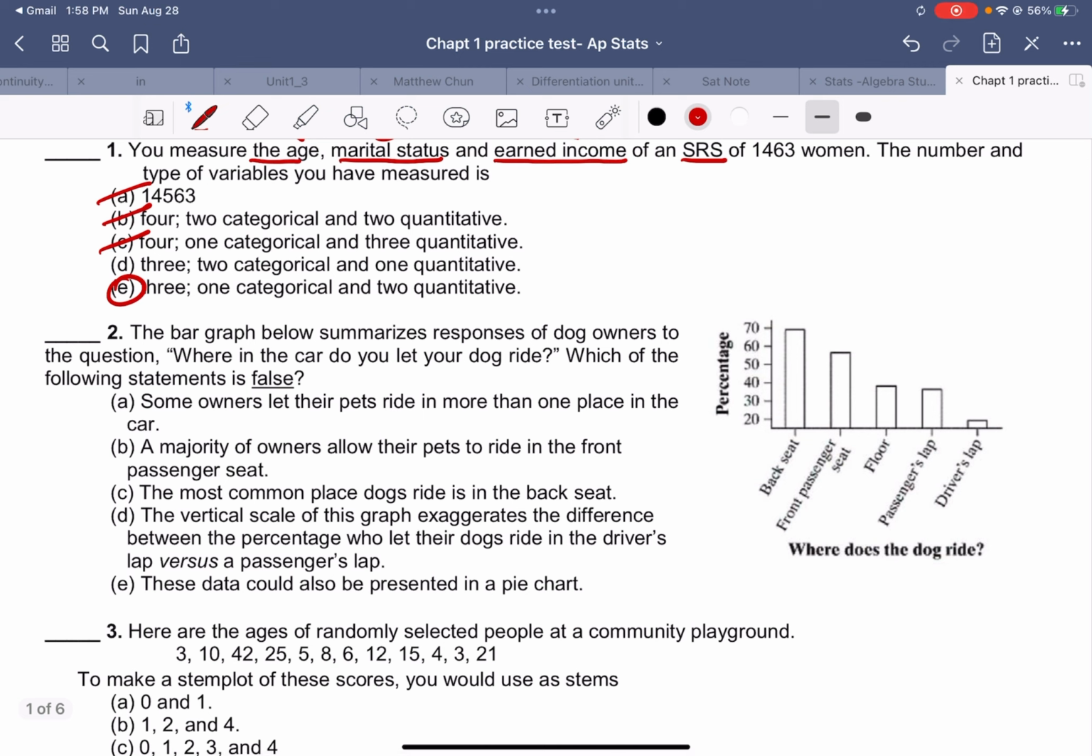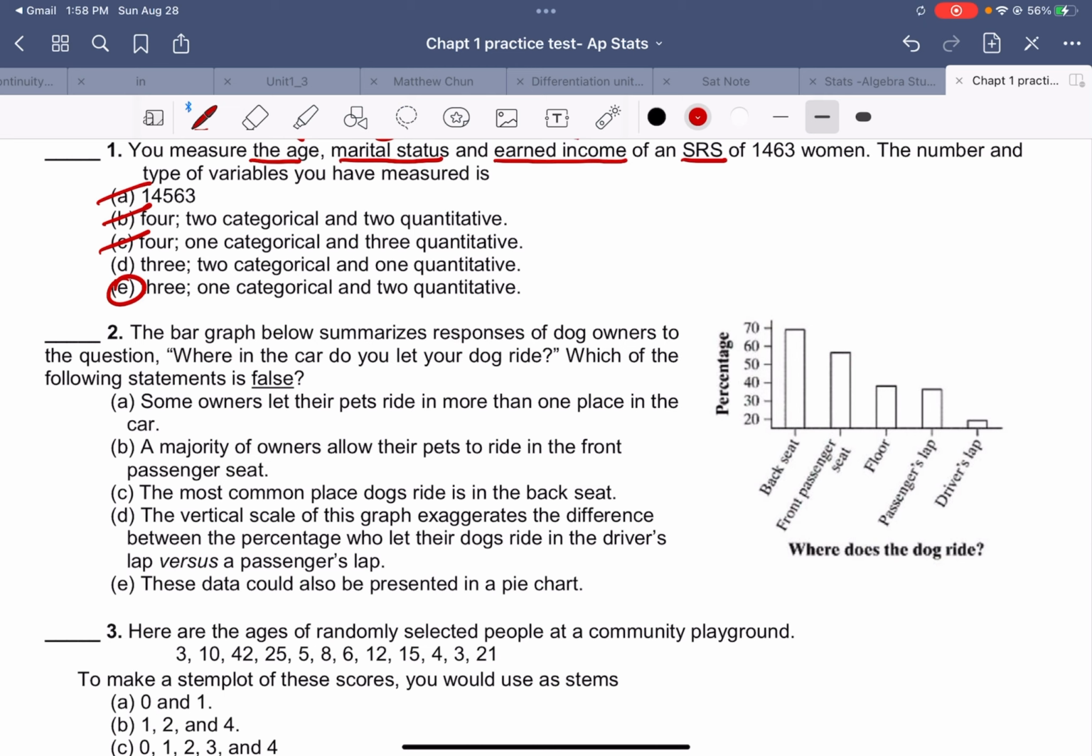Number 2, the bar graph below summarizes the response of dog owners to the question, where in the car do you let your dog ride? Which of the following statements is false? If you look at the frequency table on the right hand side, most frequent is back seat, and least frequent is the driver's lap. And they have different categories there. Now let's look at it. Which one is false?